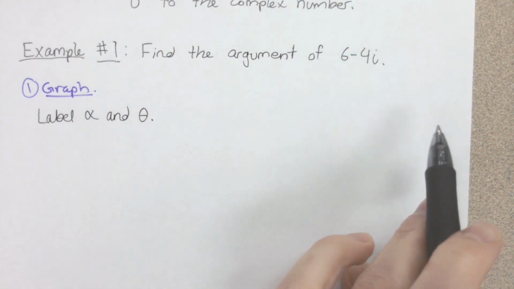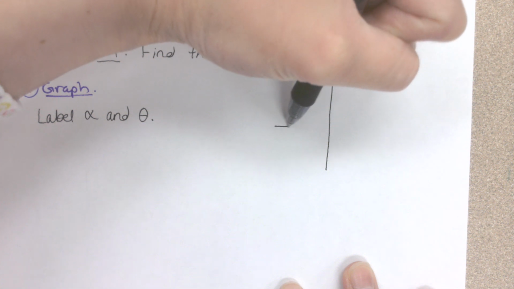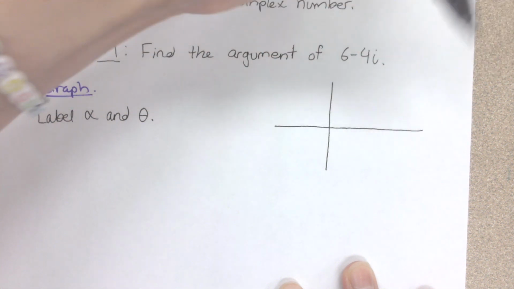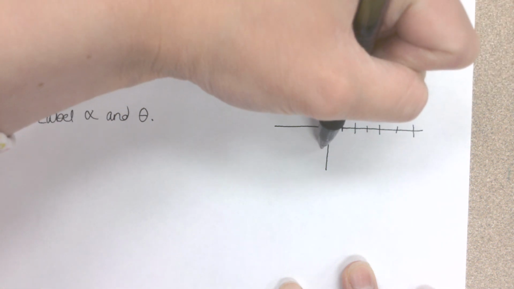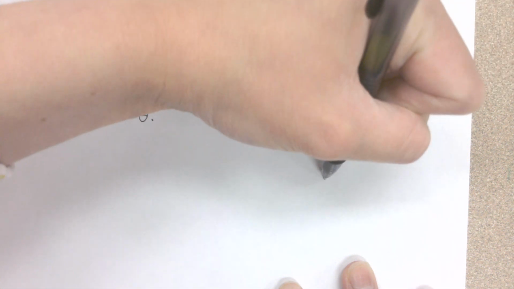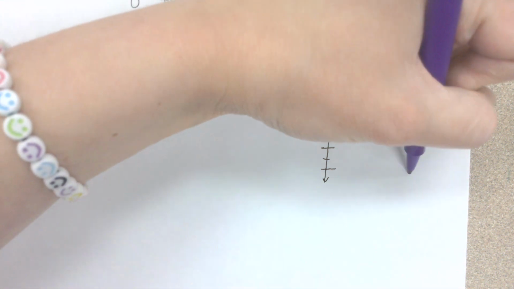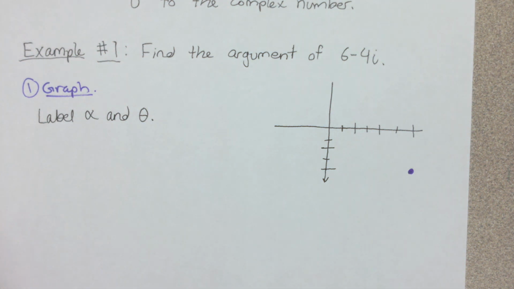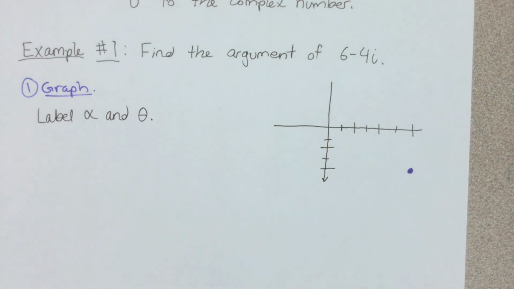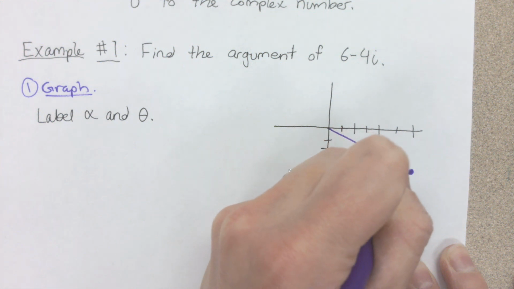And we're going right 6 down 4, so we'll be in the 4th quadrant. And I'll draw my axes accordingly. So there's 6, negative 4, 6 minus 4i. And just like the previous problem, you will draw that line from origin to the point.